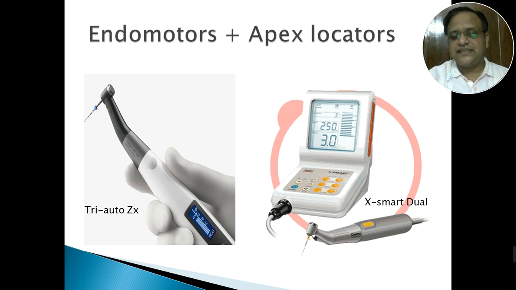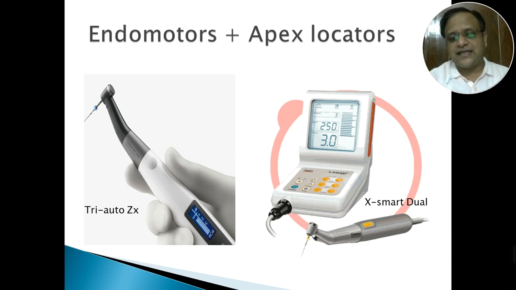So what happens is, why does it help? When the file reaches the apex while preparing or doing the cleaning and shaping process, it understands that it has reached the apex and it goes in reverse direction, it comes out and it does not prepare anymore. So it becomes very safe and there is no over instrumentation that is happening.